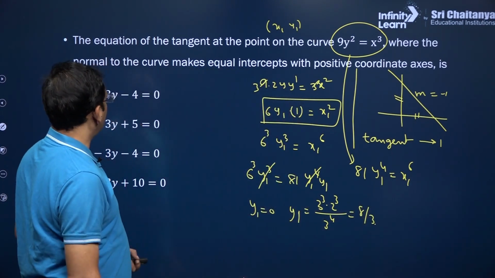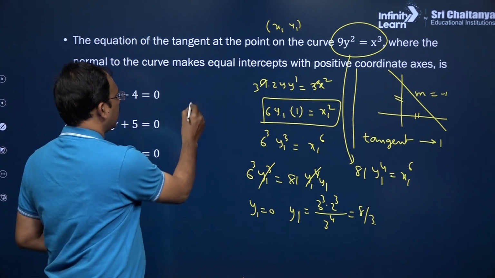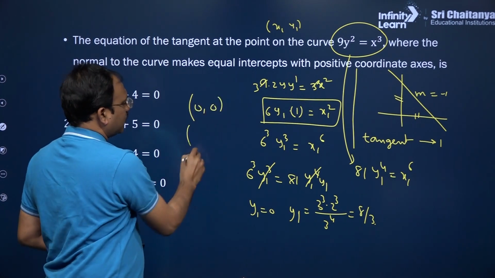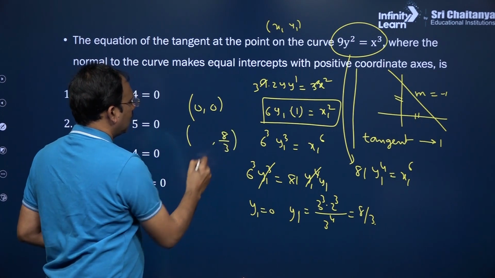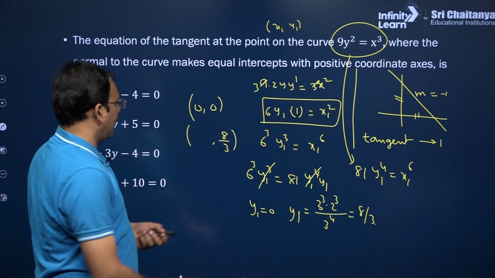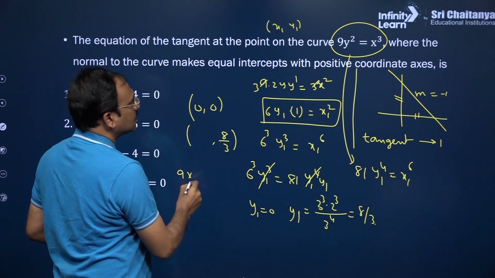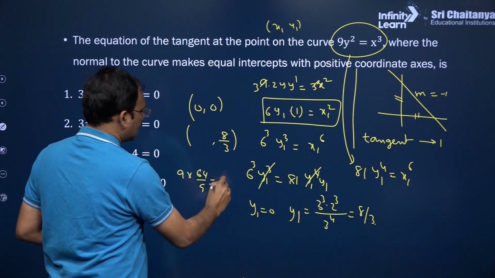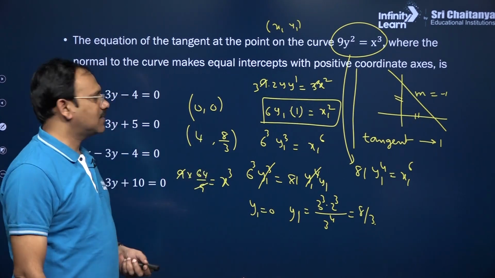So, yeah, positive, that point is going to be, you can say, if x1 is 0, y1 is 0, this is one possibility. Other possibility, y coordinate is 8 by 3. If y coordinate is 8 by 3, you can find x coordinate. 9 into y coordinate, this is 64 by 9, is equal to x cube, my dear friends. This is 4 cube. 4 comma 8 by 3 is the point.